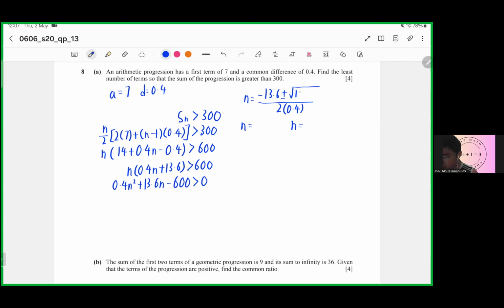Okay, 1144.96. Okay, one is 25.3, and then one more is negative 5 and 3. Okay, we can sketch for this part.